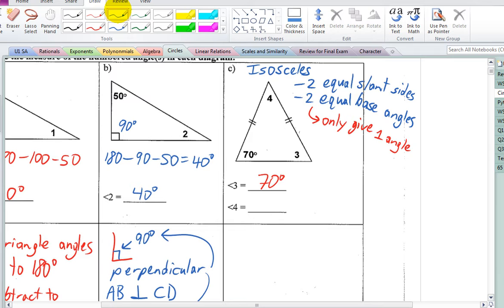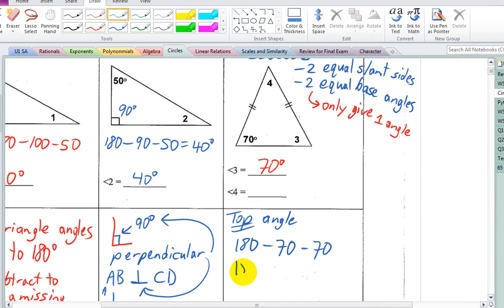Now, since you know two of them, you can find the third one. So to find the top angle, you would simply go 180 minus 70 degrees minus 70 degrees. And a lot of you are super smart and go, well, that's easy, I go 180 minus 140. Right? So you can do a little bit of math, put those together, and then you'll know that the leftover top portion is 40 degrees.